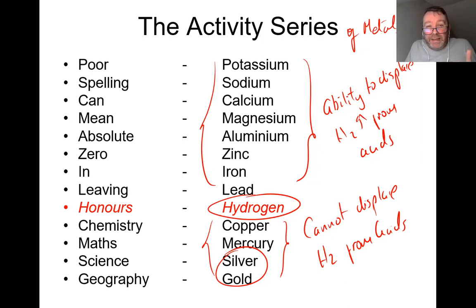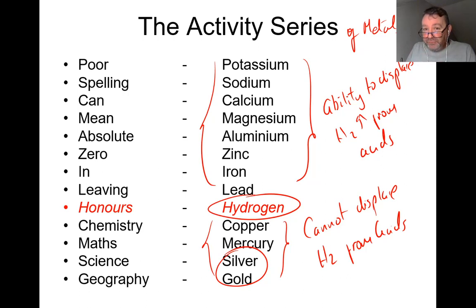Now why would you say that? Because the first letter of each of those words happens to be the first letter of the metals in that particular order. So poor spelling can mean potassium, sodium, calcium, magnesium. Absolute zero in leaving: aluminium, zinc, iron, lead. Honours, hydrogen. Chemistry, math, science and geography: copper, mercury, silver and gold. So please learn the activity series.